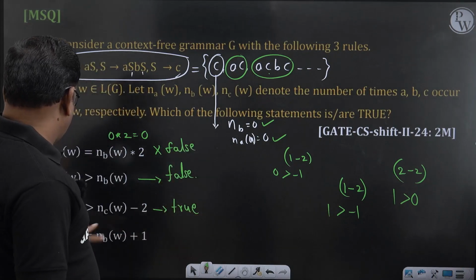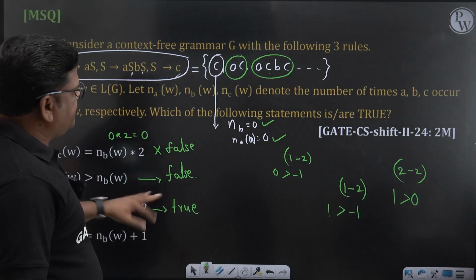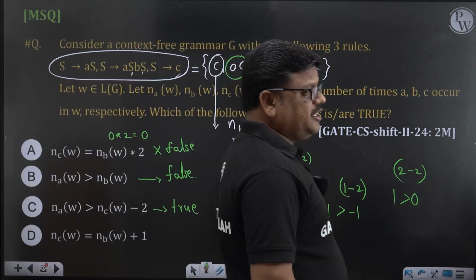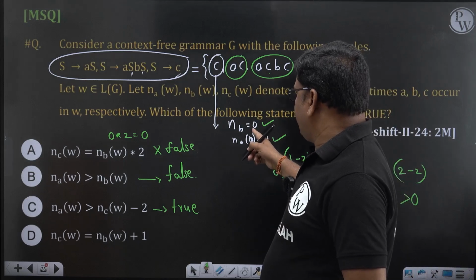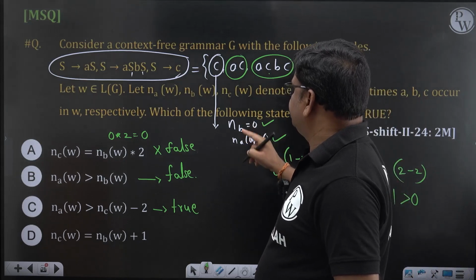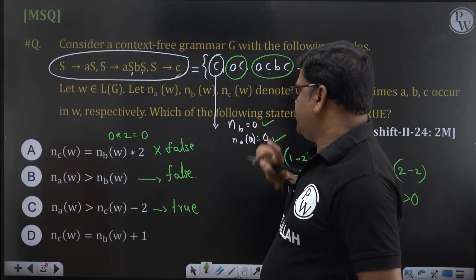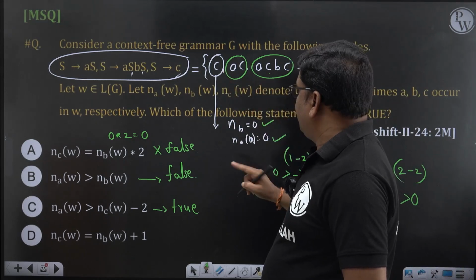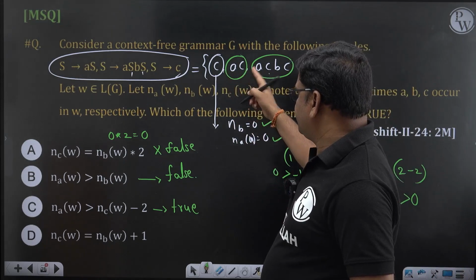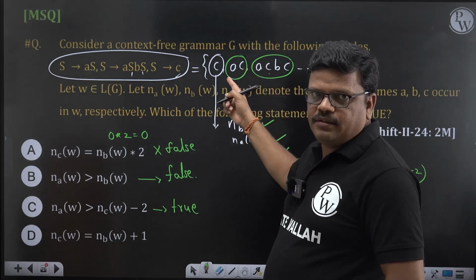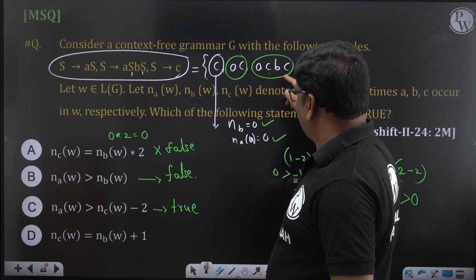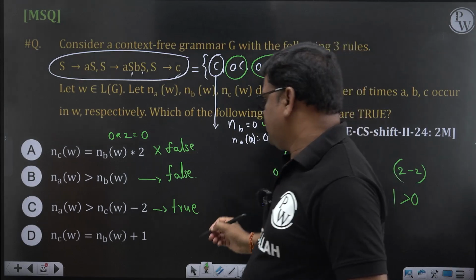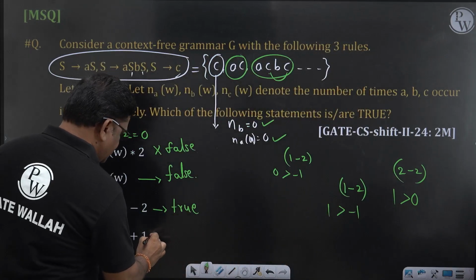Then come to the last one: number of C's equal to number of B's plus 1. Number of B's plus 1, we have to get number of C's. Check for the first string. Number of B's 0 plus 1, that is 1, equal to number of C's. Yes. Come to the second one. Number of B's 0 plus 1, number of C's is 1, that also holds. Come to this. Number of B's 1 plus 1 is 2, that is number of C's. So this also seems to be satisfied here.